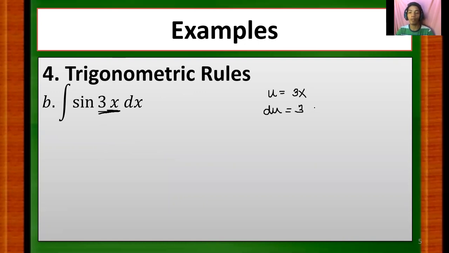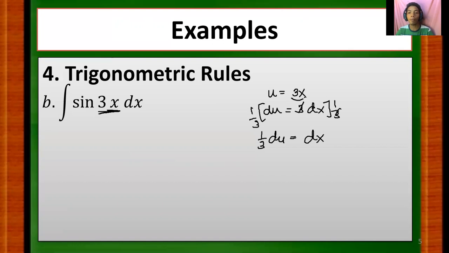And it must be multiplied by dx. And now, meron na tayong 3 dito sa unahan ng dx. So, para mawala siya, gagawa tayo ng paraan para ma-remove siya by multiplying both sides by 1/3. Okay? Multiplying both sides by 1/3, makakancel natin yung 3. So, matitira na natin dito ay dx. So, magkakaroon tayo ng 1/3 du is equal to dx.